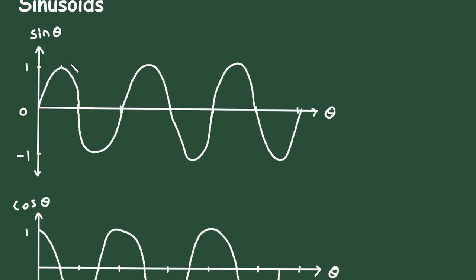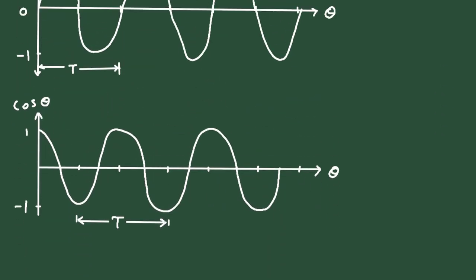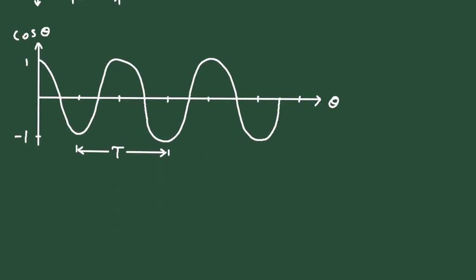Now, for this sine waveform, the time period will be from this 0 to this point, because here it completes one complete cycle. So, it is represented by T. It is from here to here. And for this cosine, the waveform is starting from here. Let's say we will take from here up to here. So, this is the time period T. So, this is sine waveform and this is cosine waveform.